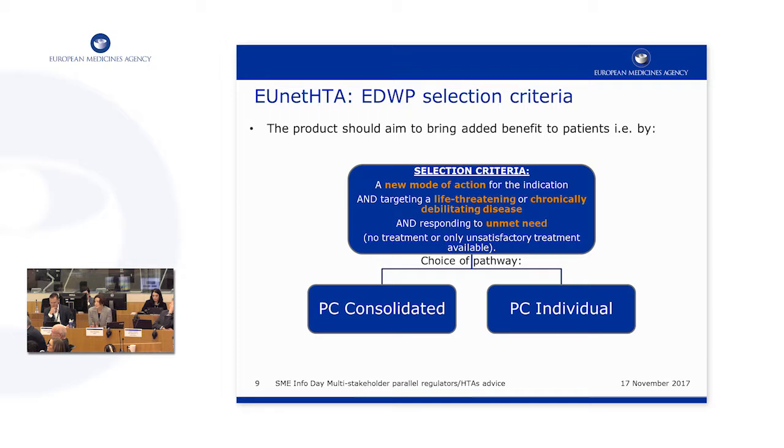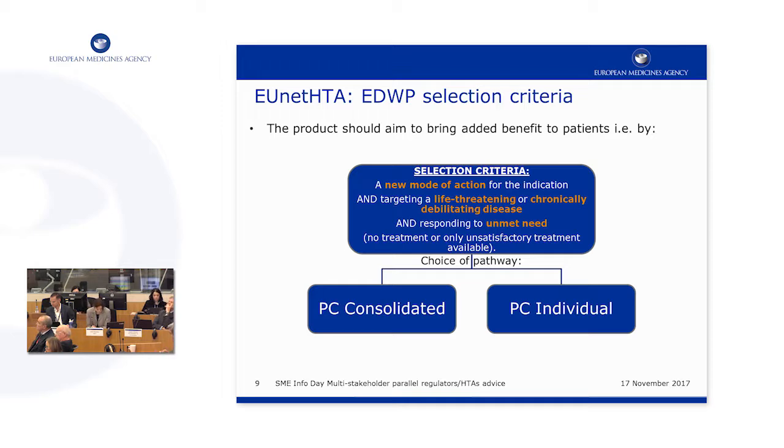Now, we have the Early Dialogue Working Party, and we also have what I've mentioned as selection criteria to decide which variant, which subroutine the procedure will go for an HTA participation. The Early Dialogue Working Party applies selection criteria, and these selection criteria are specified. There are various tick boxes and requests in the letter of intent. So you would have to support and justify these elements when you're applying, so that the EUnetHTA Early Dialogue Working Party will be able to decide which way to go, consolidated or individual.